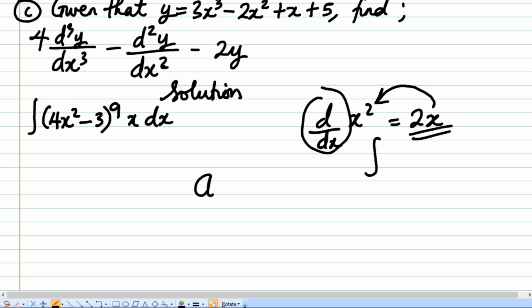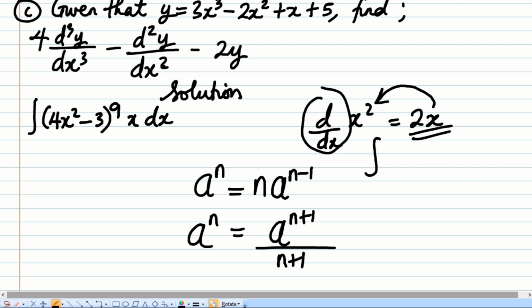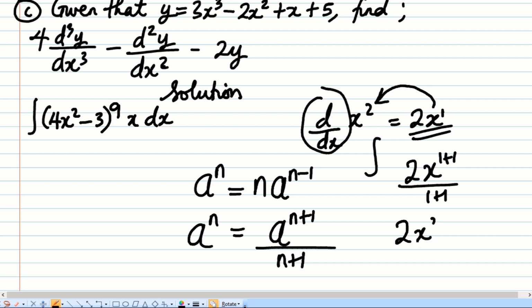Remember, in differentiation, if you have, let's say, a raised to power n, you drop the power down, and it becomes a raised to power n minus 1. Whereas in integration, if you have a raised to power n, it becomes a raised to power n plus 1. Notice we now add 1 and then divide by n plus 1. So let's do that for 2x. Remember, this is 2x raised to power 1. So this is going to be 2x raised to power 1 plus 1, divided by 1 plus 1, which becomes 2x squared divided by 2. Now 2 is going to cancel 2, so we're just going to have x squared as our answer.